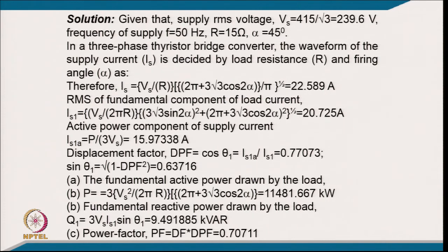The displacement factor will be cos theta 1, so that will be IS1A upon IS, 0.77073, and sin theta will be the square root of 1 minus DPF square. So that is 0.63716, and the fundamental active power drawn by the load will be P.